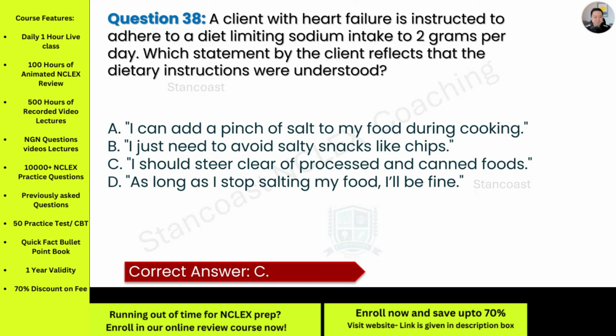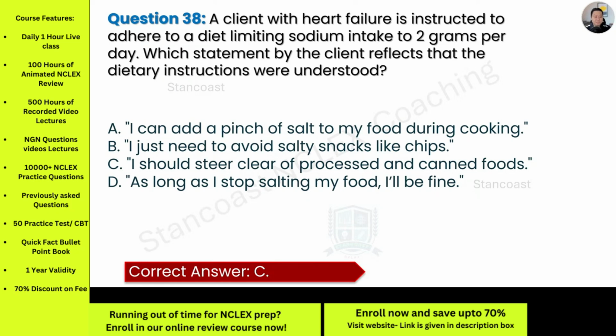Now, if you select letter B, I just need to avoid salty snacks like chips, this is a good step, but it's not sufficient. There are many food items like processed meats, canned soups, and frozen meals, which contain high levels of sodium without being noticeably salty. And so the sodium restriction requires more than just avoiding salty foods.